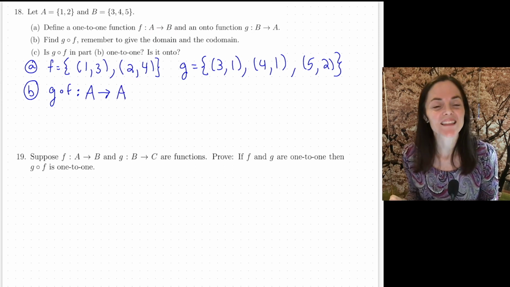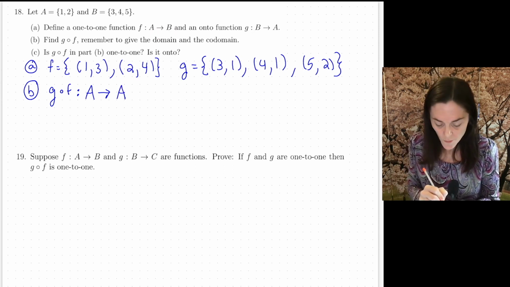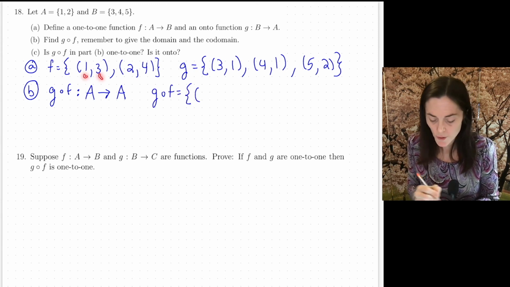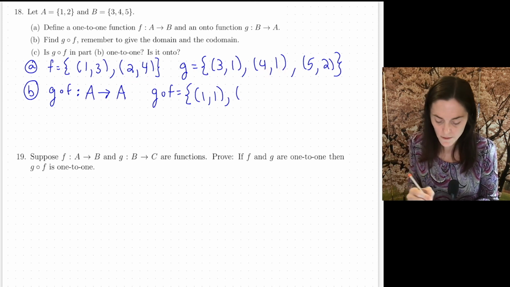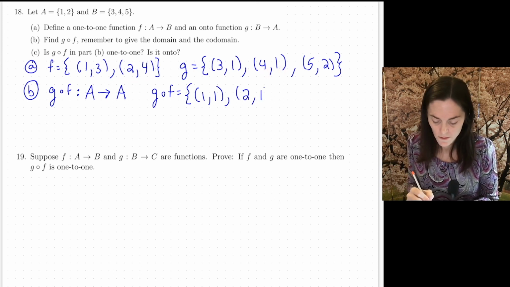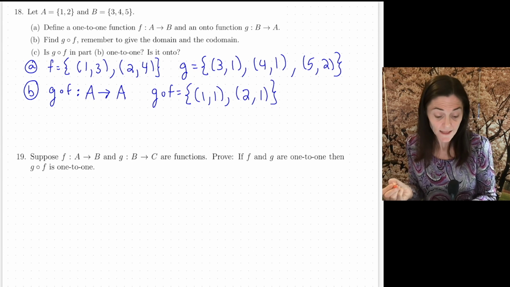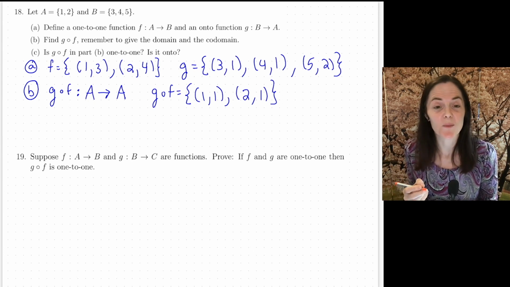Okay, and let's write the ordered pairs. 1 maps to 3, 3 maps to 1. So we have 1 maps to 1. 2 maps to 4, 4 maps to 1. And that's all there is because we have domain A.